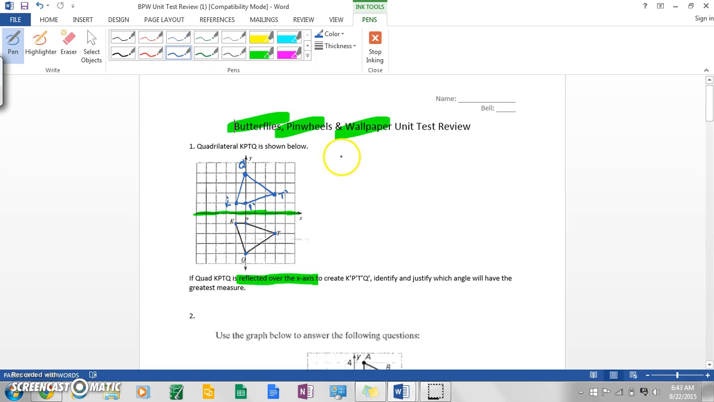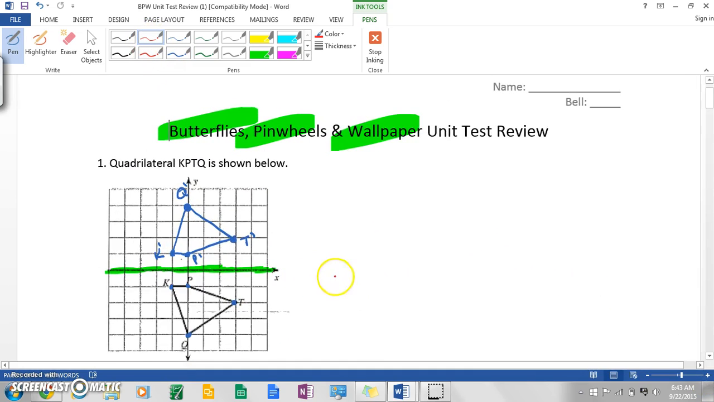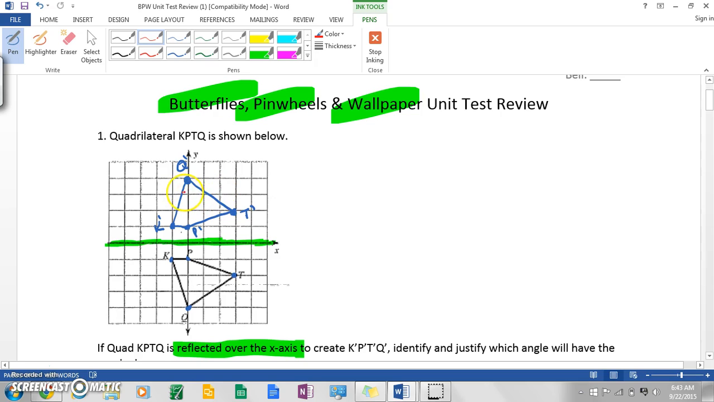Now when we look at this, none of our angles actually changed. And when we compare our angles, let me zoom in to show you. We're talking about the angle here, the angle here, the angle here, and the angle here. If you look at this, the biggest angle that you see is P. The angle for P is kind of like this. So the angle measure here would be the greatest.